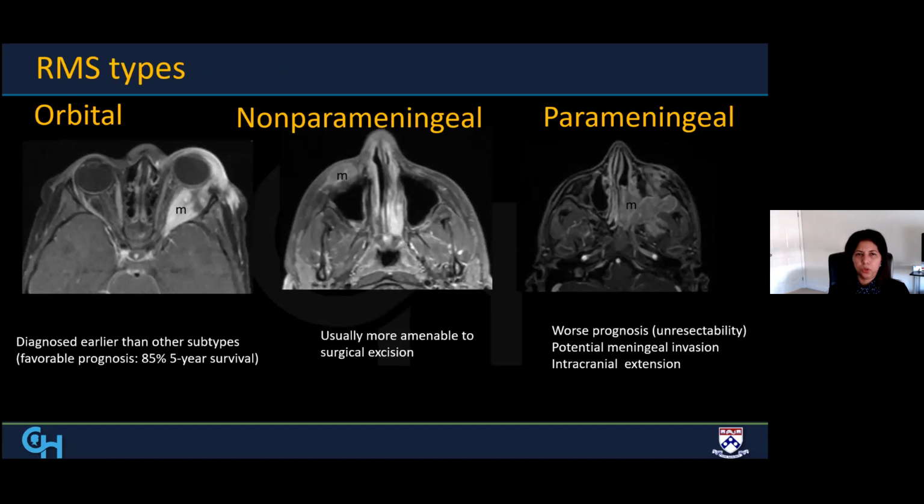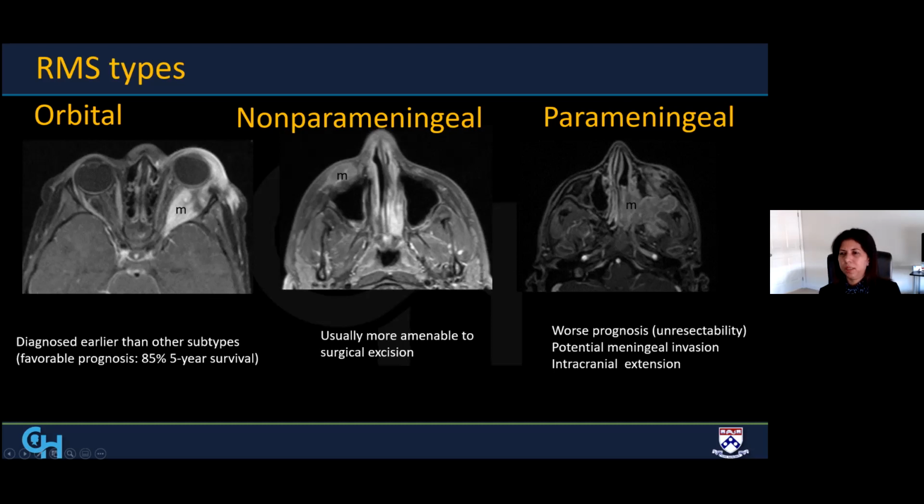groups. The first group is the orbital rhabdomyosarcoma, and then the third group, which I'll talk about first, is the parameningeal type of rhabdomyosarcoma. The orbital, as the name suggests, is localized just to the orbit, usually arising from the extraocular muscles. Because of their location, the clinical symptoms arrive earlier, and that's why it is diagnosed earlier. They usually present with proptosis, as you can see here, and this has a favorable prognosis. And the worst prognosis is with the parameningeal type.